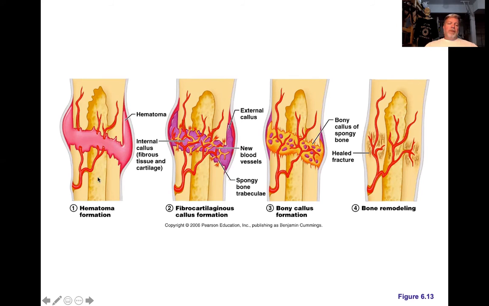So I broke in the compact, and the first thing that occurs is I get a blood clot in here, which is called a hematoma. So that's first and foremost. Once I have my hematoma, then I'm going to start seeing some blood vessels form across again, and hopefully we don't have a lot of vascular damage.